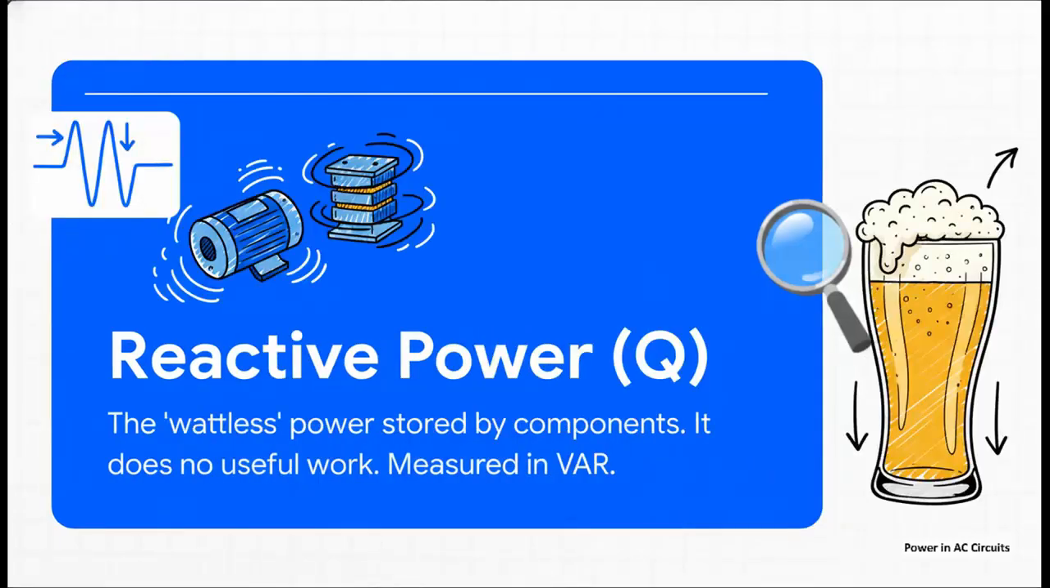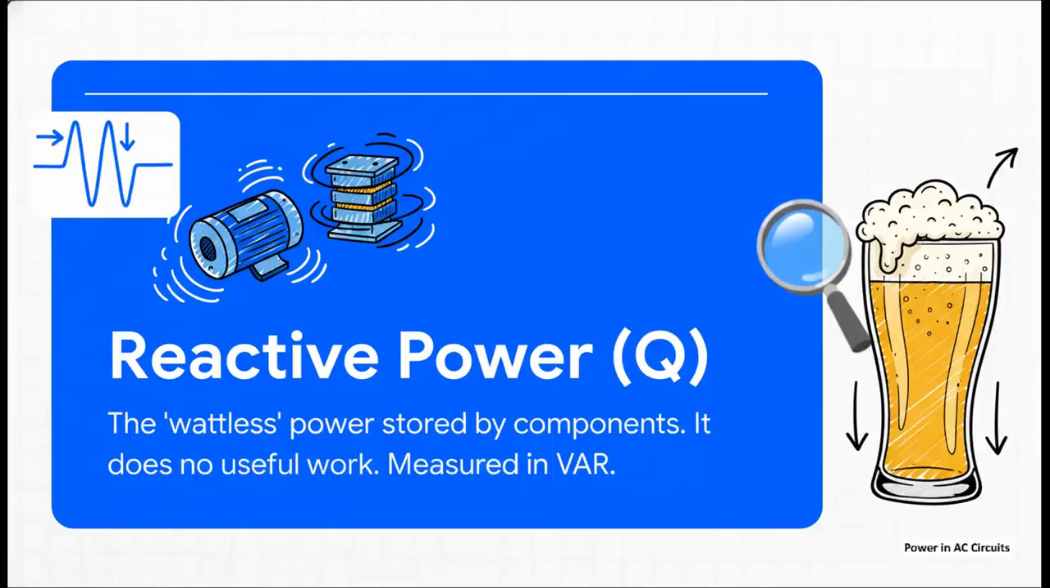Next, we have something called reactive power, or Q. It's measured in a funky unit called volt-amps reactive, or VAR. People often call this wattless power, because it does no useful work at all. It's just energy that kind of sloshes back and forth in the circuit, building up the magnetic and electric fields that motors need to run. In our beer analogy, this is the froth. You know, the foam on top. It takes up space in the mug, but you can't really drink it.